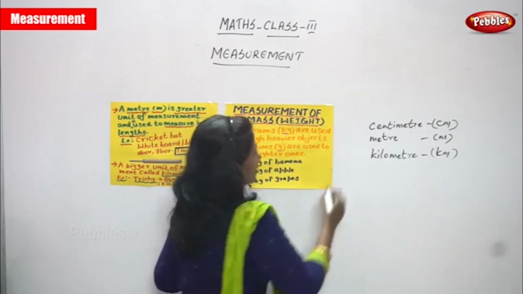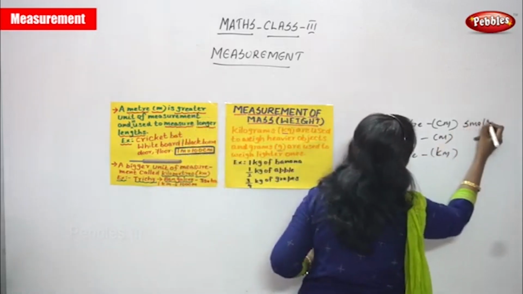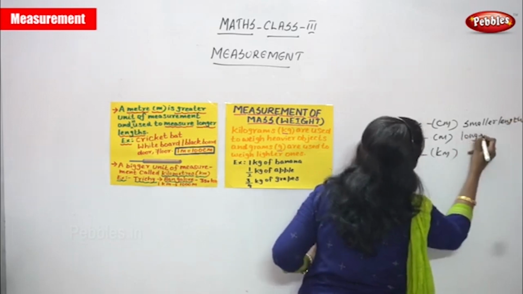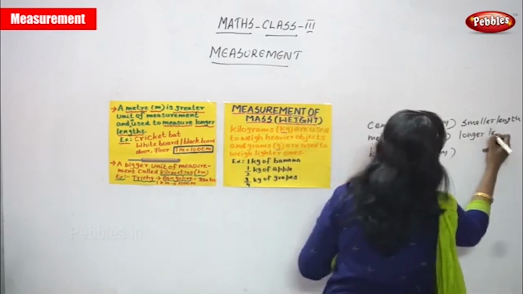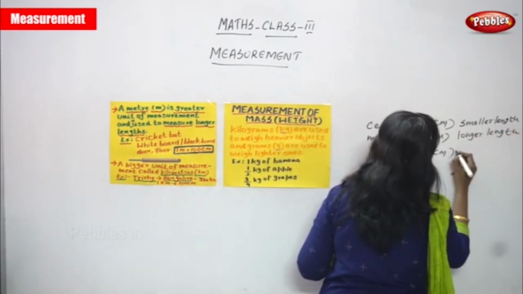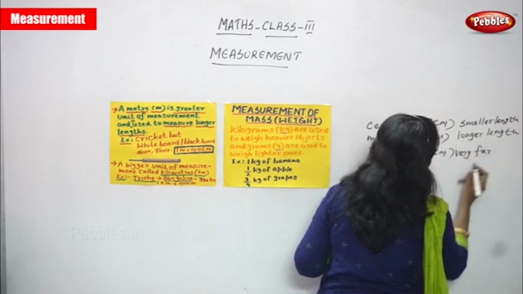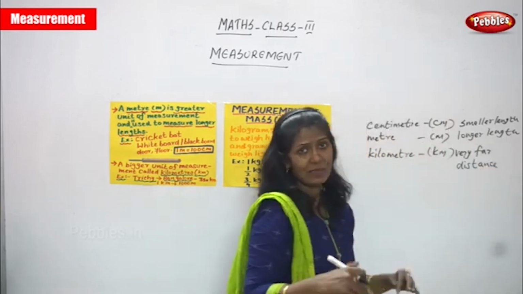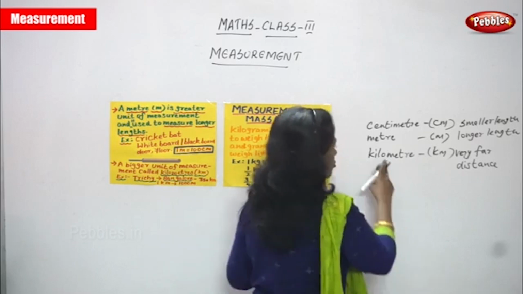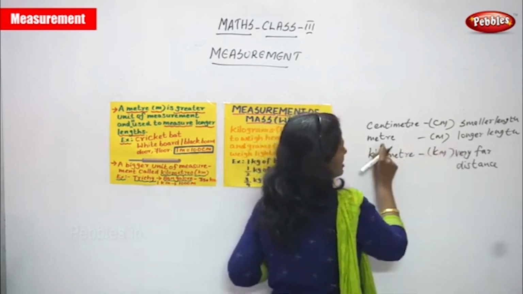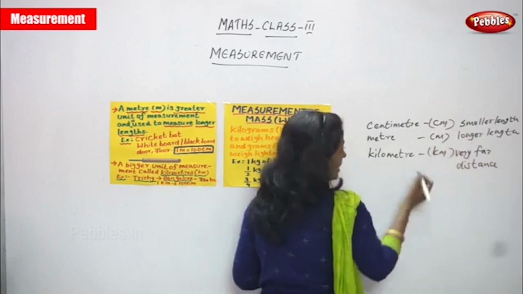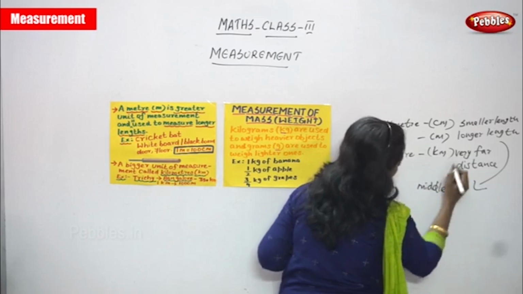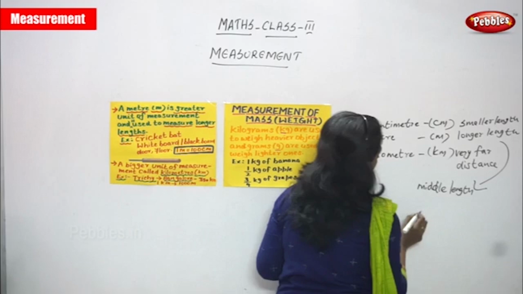Okay, I'll repeat once again. This is a smaller length. This is a longer length. This is a very far distance. Otherwise, for very far we can call it distance only. We can't say length, it's not the right word. Very far distance is measured in kilometer and longer length is measured in meter. Longer length, otherwise we can call it a middle length, compared with very far distance.